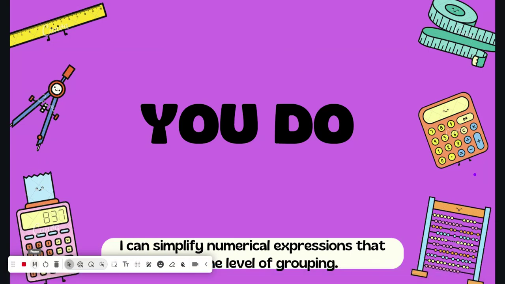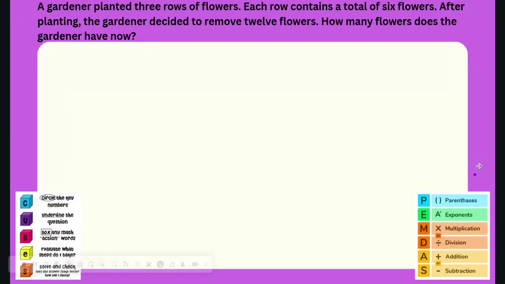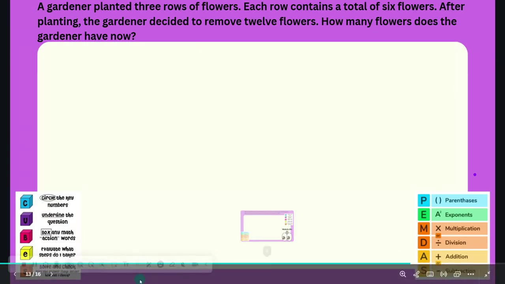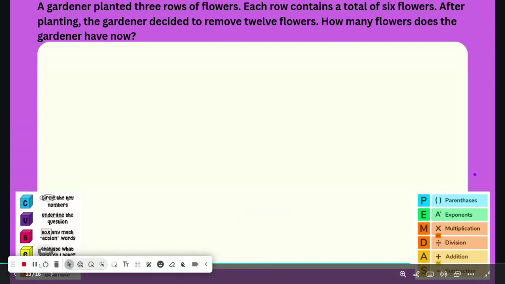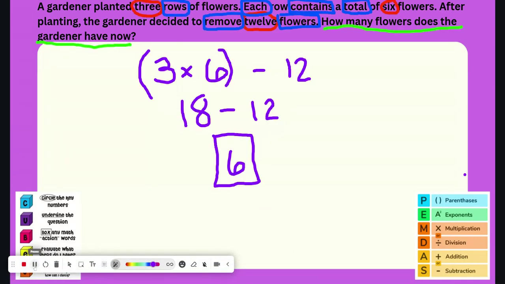All right, we are down to the you do. Same thing. We are simplifying numerical expressions that have one level of grouping. You are getting ready to do this one on your own, okay? So it says a gardener planted 3 rows of flowers. Each row contains a total of 6 flowers. After planting, the gardener decided to remove 12 flowers. How many flowers does the gardener have now? So go ahead and pause this video. Work this out on your own and then come back and check it to make sure you have the right answer and you did it correctly. Pause this video now.